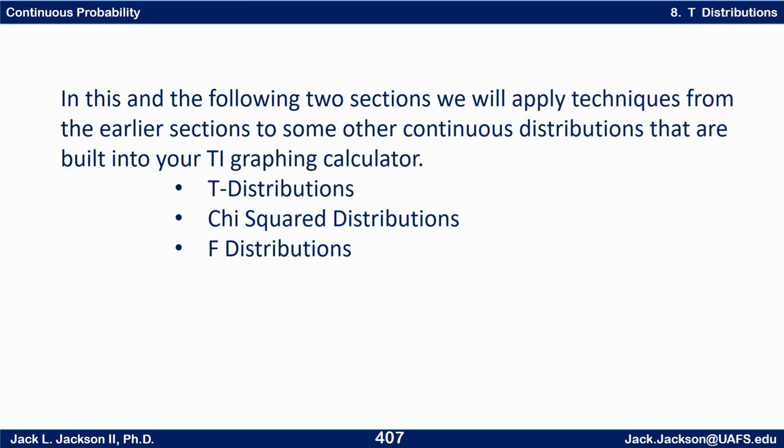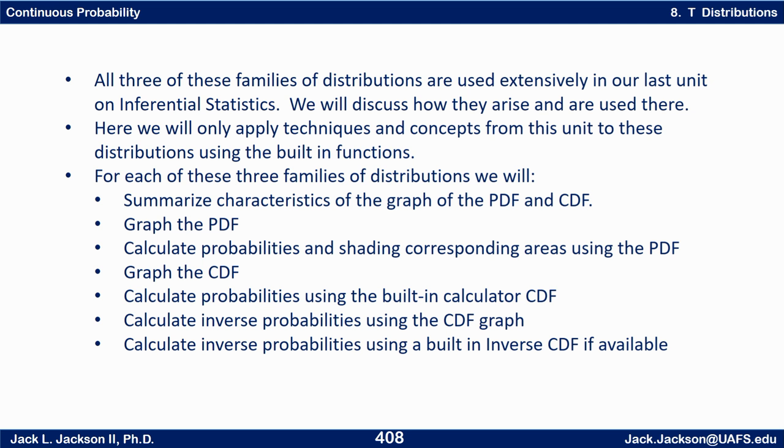In fact, in the following two sections, we will actually apply techniques from our earlier sections to three types of families of distributions: t-distributions, chi-square distributions, and f-distributions, along with the normal distributions. These are the four types that are typically used in inferential statistics. So we'll be using these in our fourth unit quite a bit. We're going to use them extensively in our last unit on inferential statistics. In that fourth unit, we will discuss how they arise there, how they're used, and do some real-world problems with them.